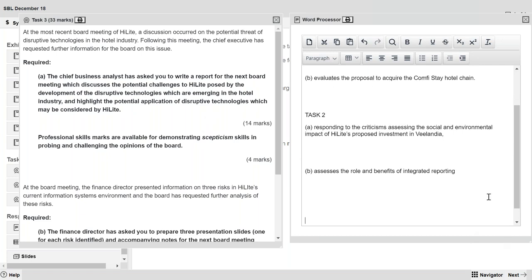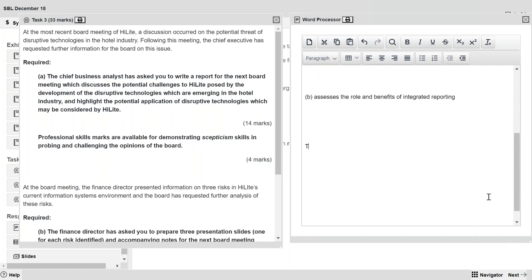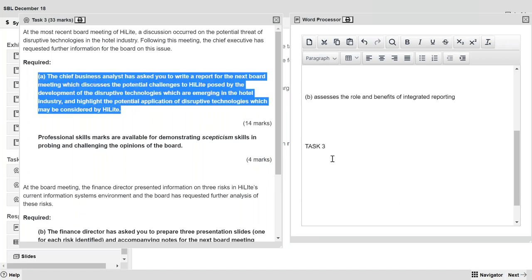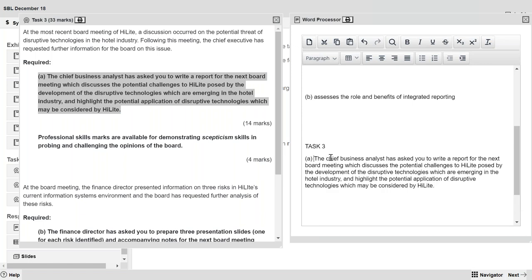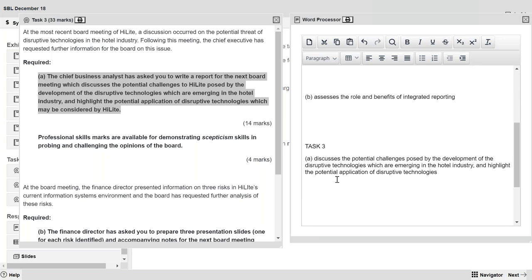I will write 3 and I will just copy this, paste here. The chief business analyst has asked you to write a report for the next meeting, which discusses the potential challenges posed by the development of the disruptive technologies which are emerging in the hotel industry and highlight the potential application of disruptive technology. So what's the topic? Disruptive technology. Okay. And what's B?